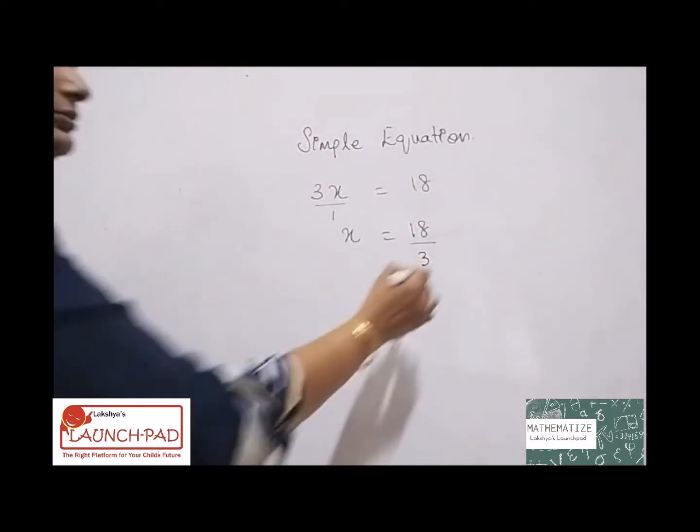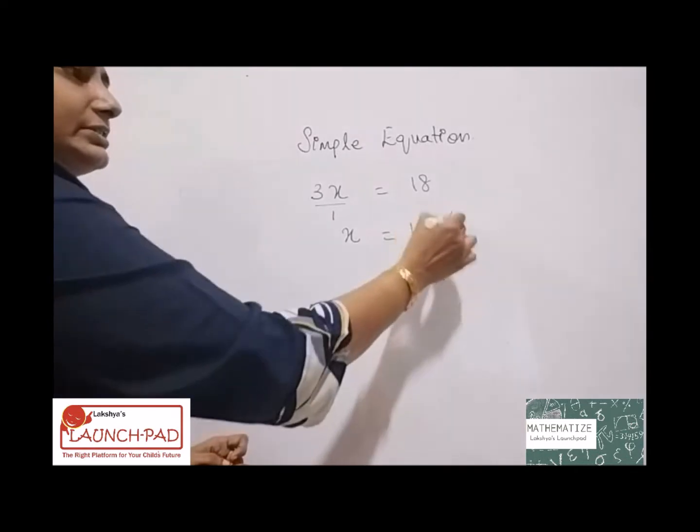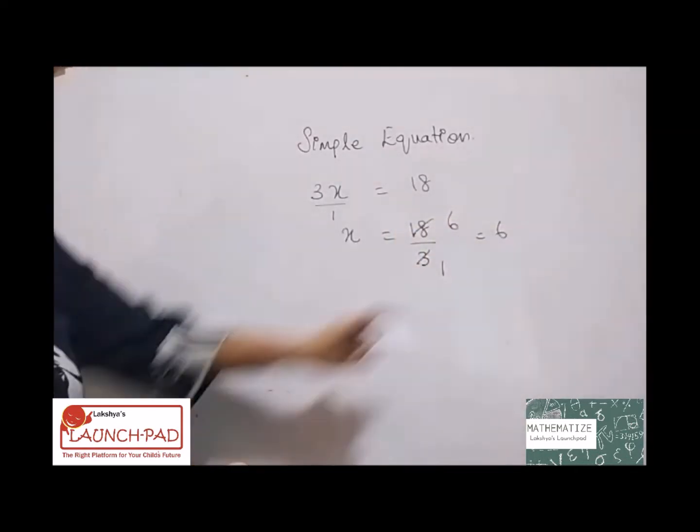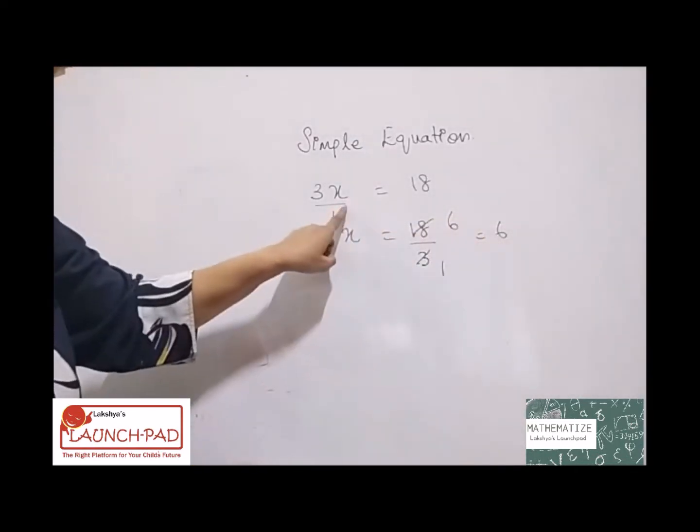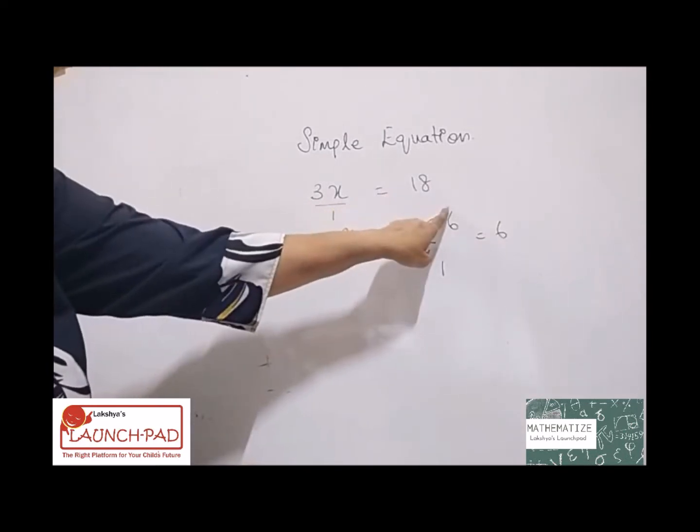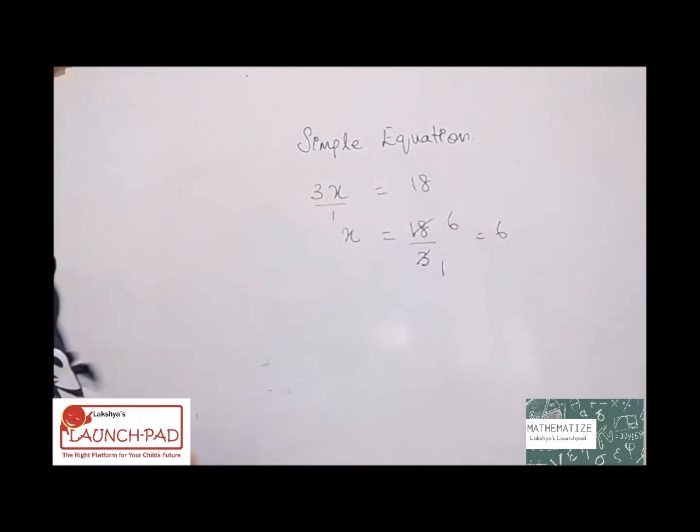Now 3 ones are 3, 3 sixes are 18. Now substitute this value here. 3 into 6 is 18. 18. So my answer is correct?